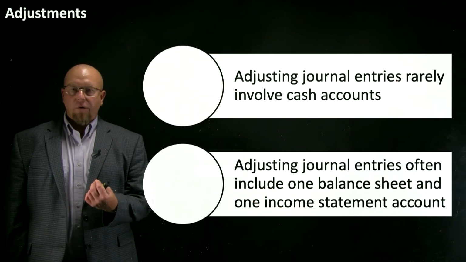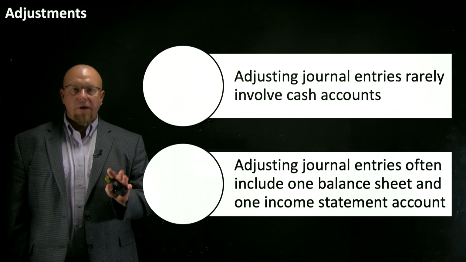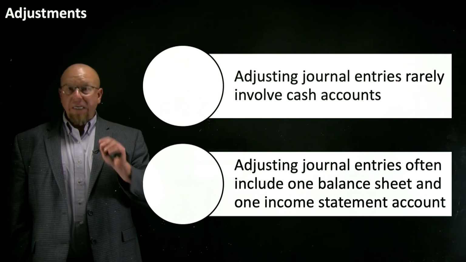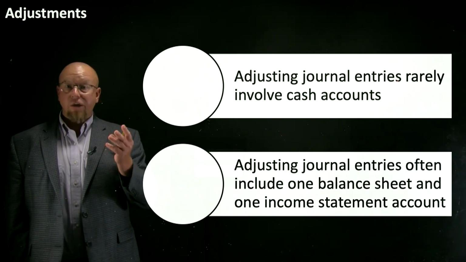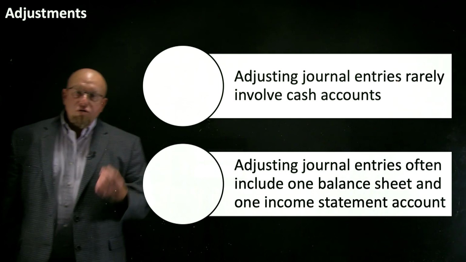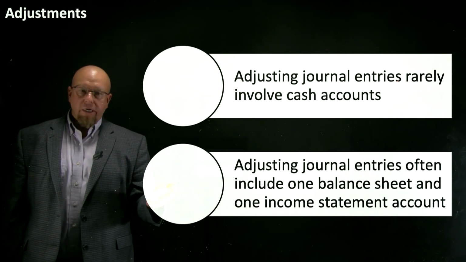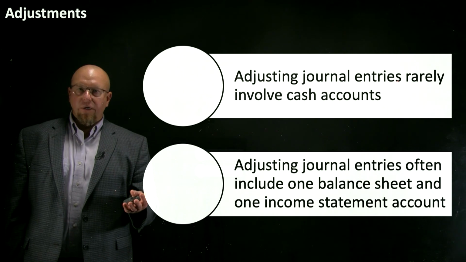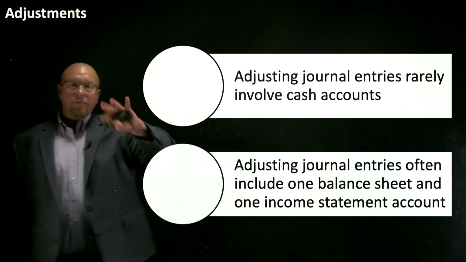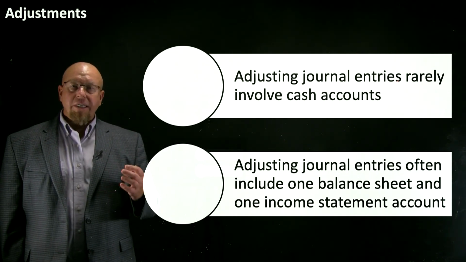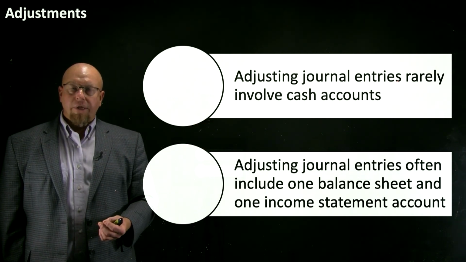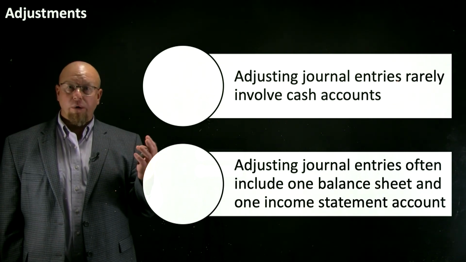Just a couple of final notes regarding adjustments. I know we already talked about this. Adjusting entries rarely involve cash accounts. They could if we needed to make an adjustment to cash to make it accurate, but they don't usually involve cash accounts. And adjusting journal entries usually include one balance sheet and one income statement account. That's not to say that we couldn't be reclassifying something from one balance sheet account to another or from one income statement account to another, but a lot of times it is a balance sheet account going up or down and a revenue or expense going up or down, as we saw with a lot of the entries that we recorded in this video.